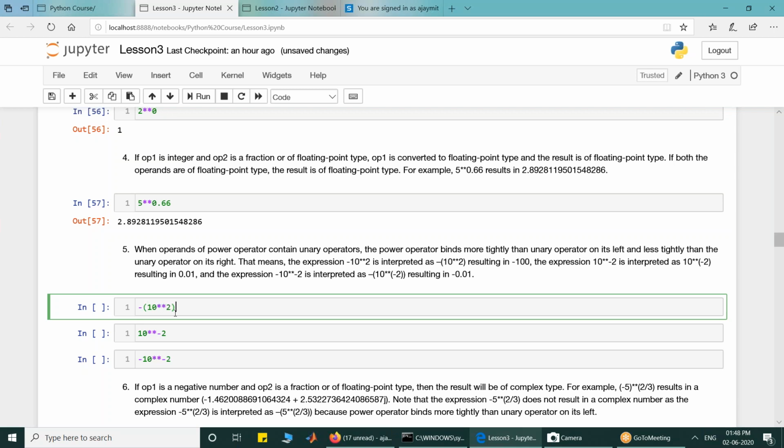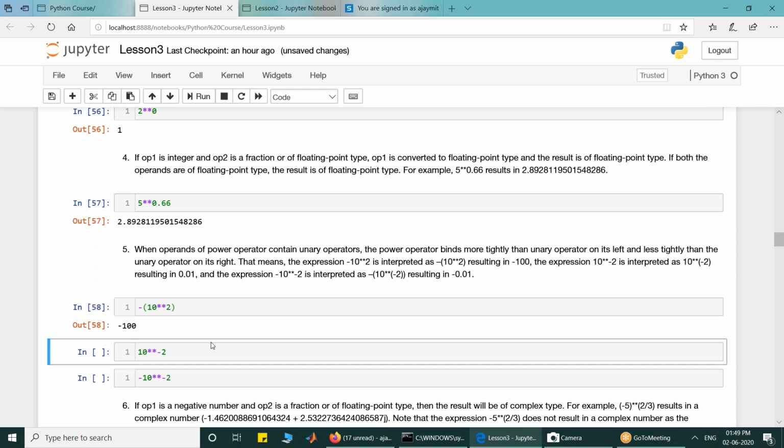So it will be like this, because it is more tightly binding than the operator on its left. So this will come out to be like this. 10 raised to power 2 is computed first. It comes out to be 100. Then it comes out to be minus 100. So the outcome comes out to be minus 100.